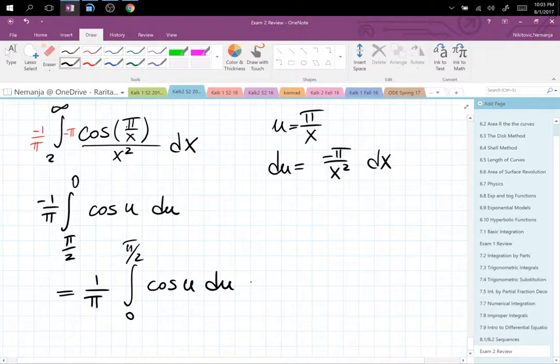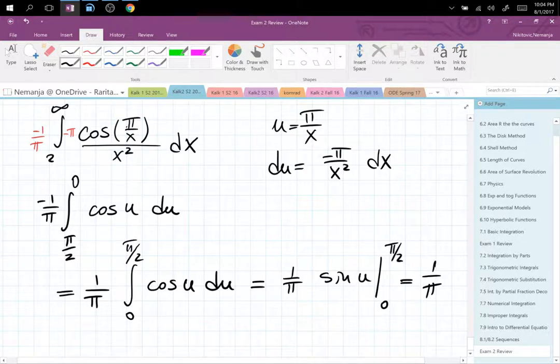Now we put the limit. So 1 over pi, limit, b goes to pi over 2. Actually, no, I don't need the limit. No, you can just do the inverse. The antiderivative of cosine is sine u from 0 to pi over 2. And then sine of pi over 2 is? Pi over 2 is 0. No, sine of pi over 2 is 1. Yeah, sorry. So I'm getting 1 over pi here.